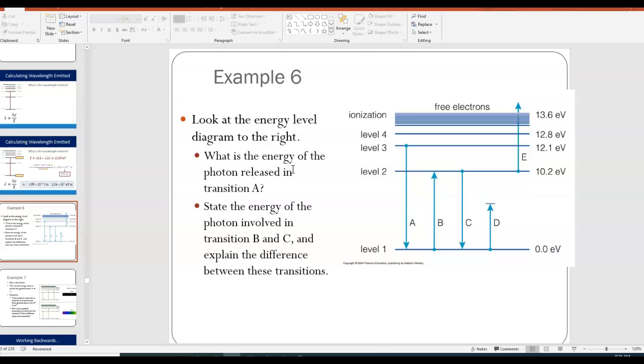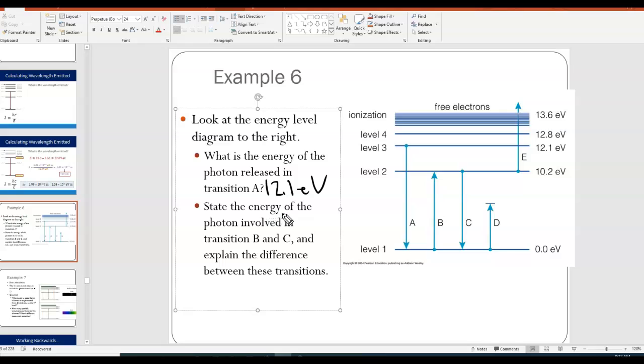So the energy of the photon released in transition A, so here's transition A. Notice it is a downward transition, which does correspond to a photon being emitted, as opposed to an upward transition, which would correspond to a photon being absorbed by the electron. So what do we care about for this energy? We care about the difference between those two energy levels. And in this case, the difference would be 12.1 minus 0, which would just be 12.1 electron volts. Here you go.